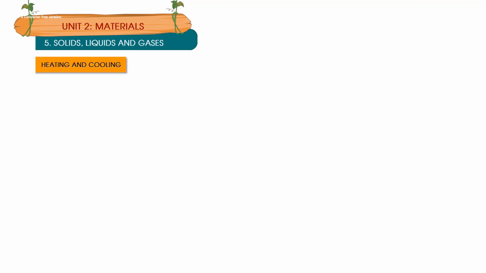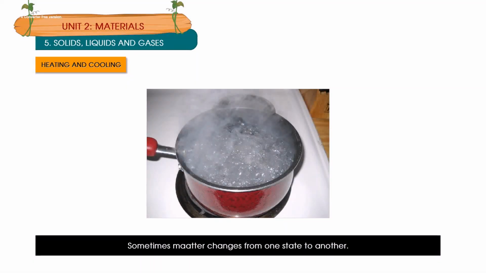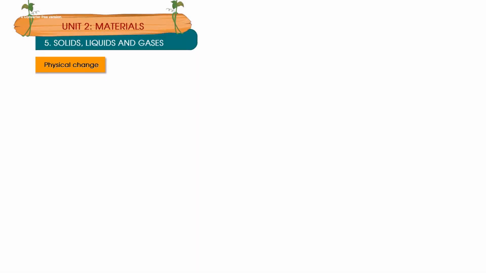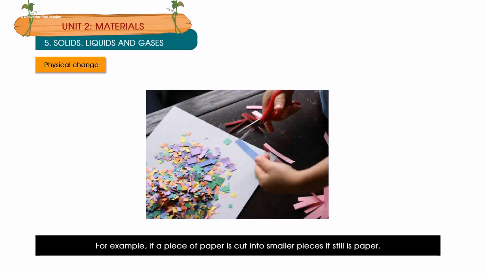Heating and cooling. Heating and cooling brings about changes in matter. Sometimes matter changes from one state to another. Sometimes matter changes to form a new substance. Physical change. A physical change does not change the basic material of the substance. For example, if a piece of paper is cut into smaller pieces, it still is paper. This would be a physical change in the shape and size of the paper.